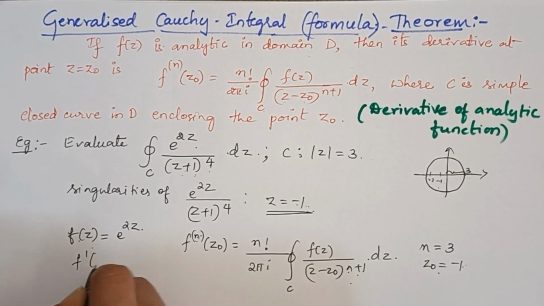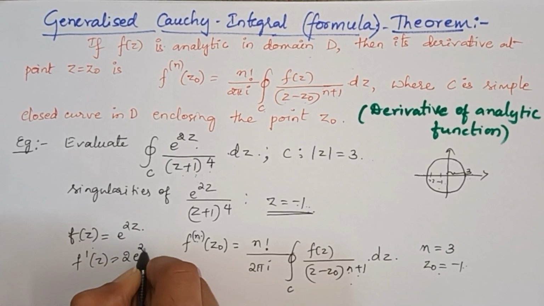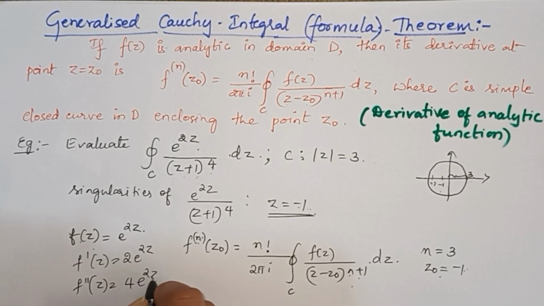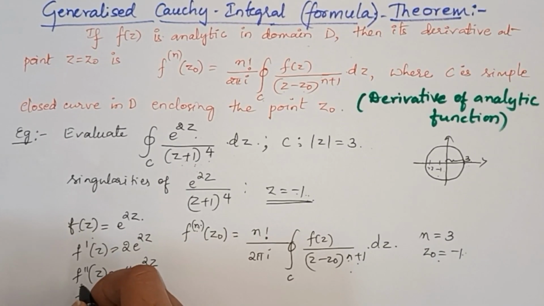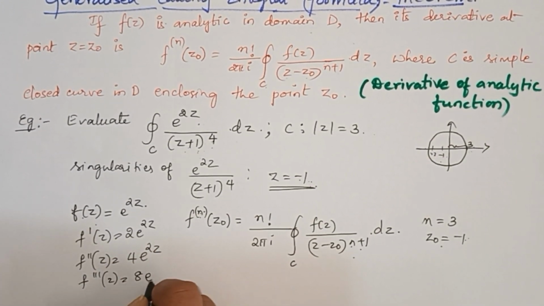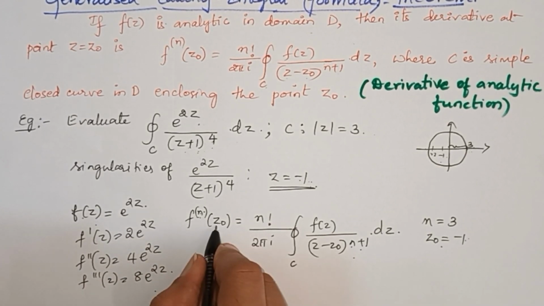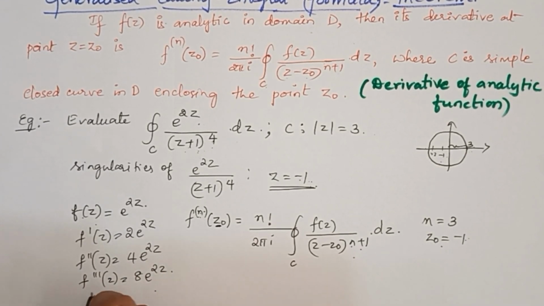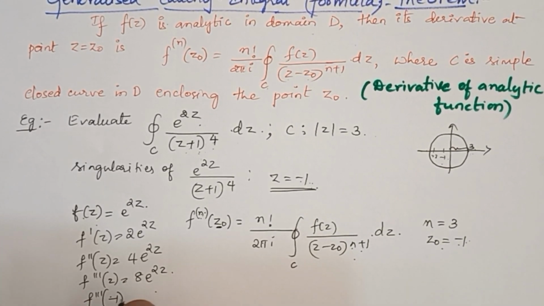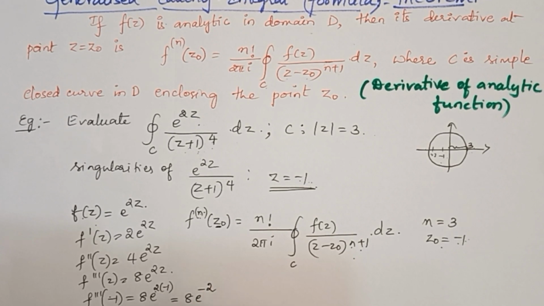So, f dash of z is 2 into e to the power 2z, f double dash of z equals 4 into e power 2z, and f triple dash of z equals 8 into e power 2z. This is the third derivative. So, we want the third derivative at the point z naught. So, f triple dash at the point minus 1 is equal to 8 into e power 2 into minus 1. So that is 8 into e power minus 2.